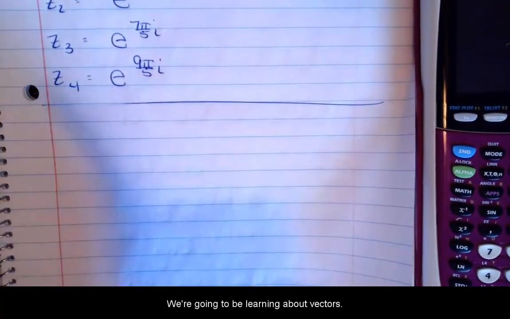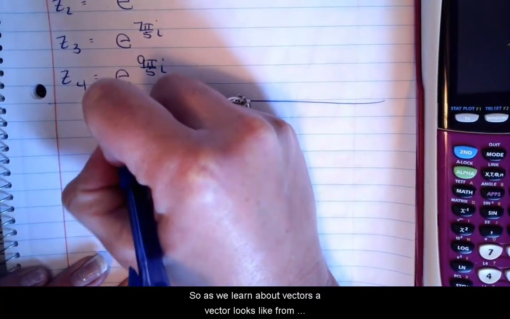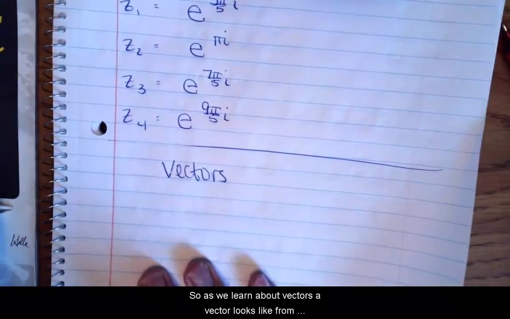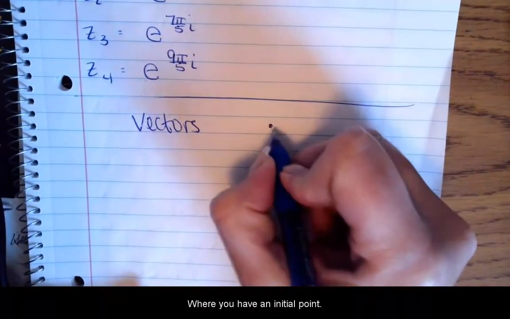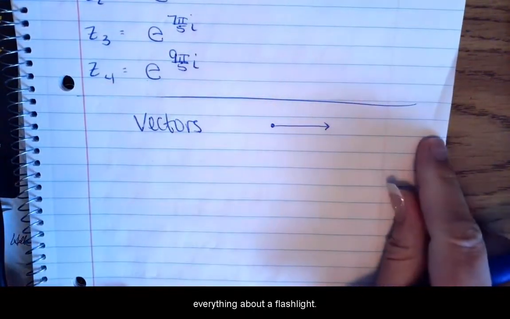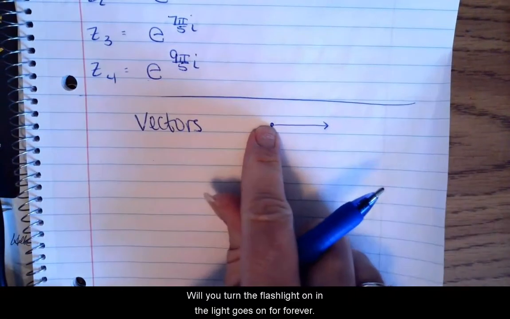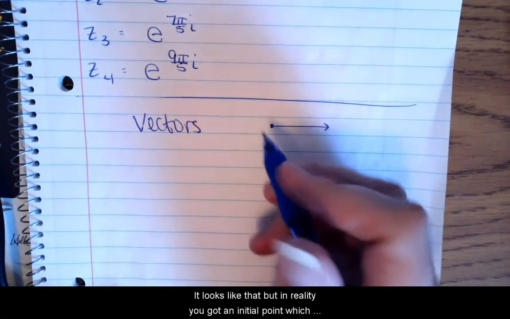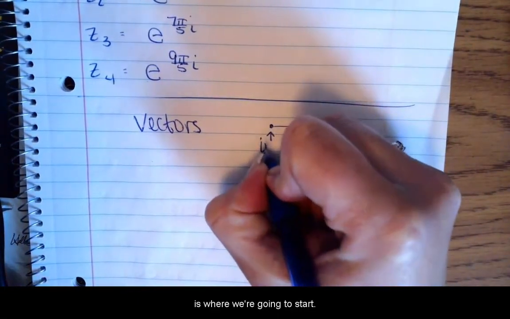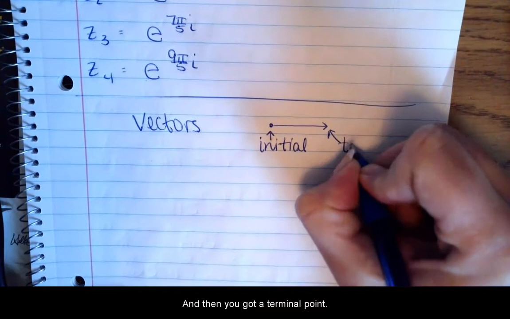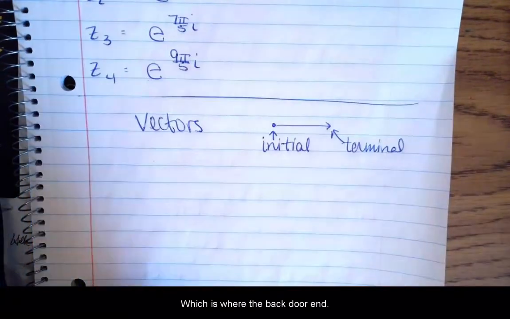We're going to be learning about vectors. As we learn about vectors, a vector looks like, from geometry, a ray, where you have an initial point and then it stops. Whereas a ray in geometry goes on forever. Think about a flashlight, where you turn the flashlight on and the light goes on forever. It looks like that, but in reality, you've got an initial point, which is where we're going to start, and then you've got a terminal point, which is where the vector ends.